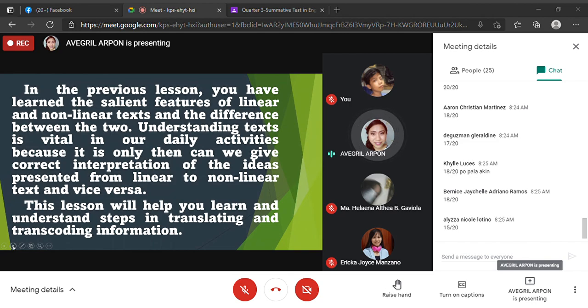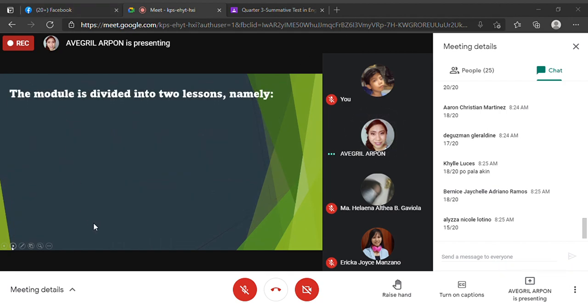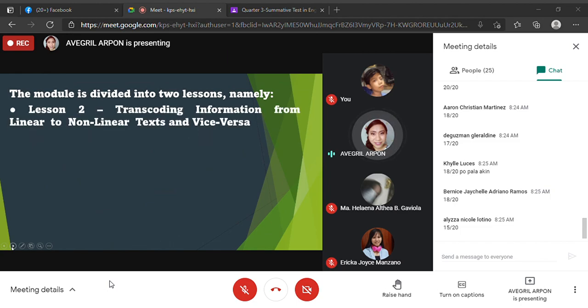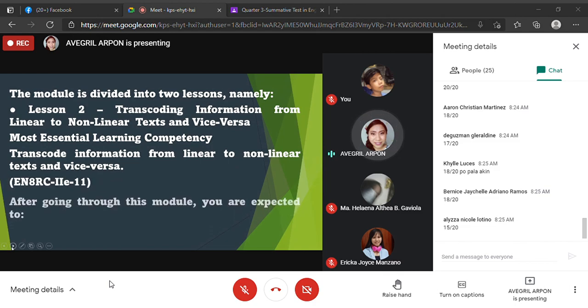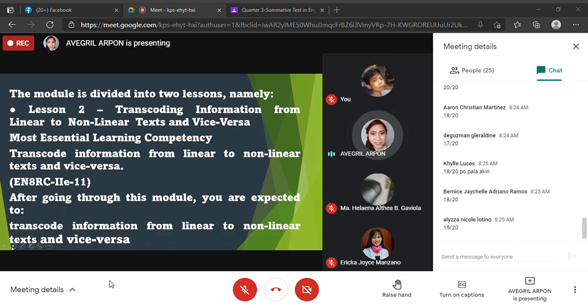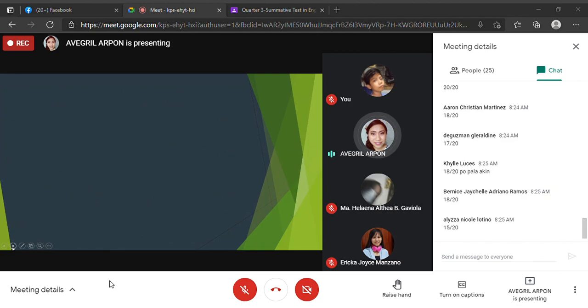So again, in this lesson, you will learn how you are going to translate linear text to nonlinear, then nonlinear to linear text. So again, the module is divided into 2 lessons. Just like I said, now we're going to proceed with lesson 2, which is transcoding information from linear to nonlinear text and vice versa. So, most essential learning competency: transcode information from linear to nonlinear text and vice versa. After going through this module, you are expected to transcode information from linear to nonlinear text and vice versa.